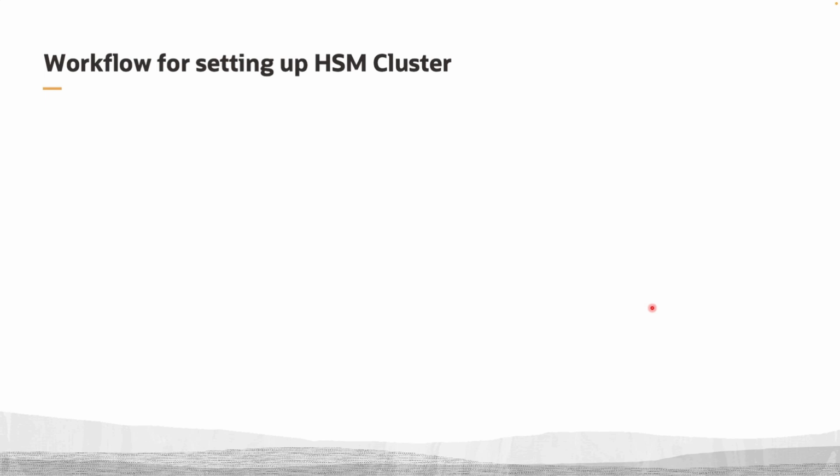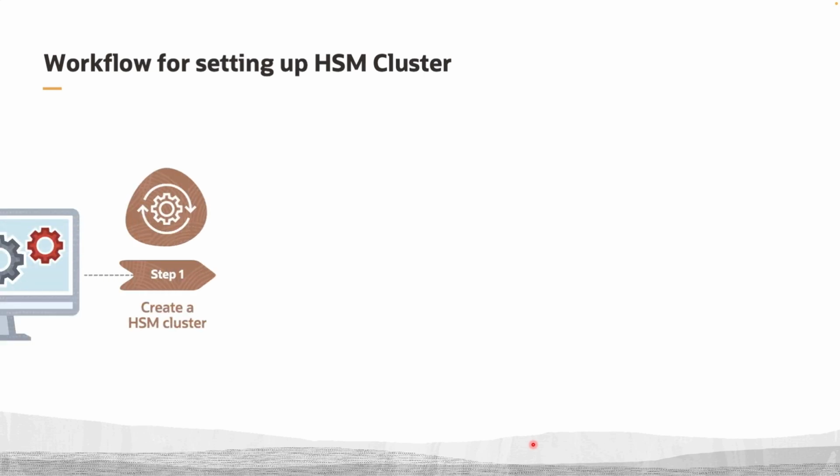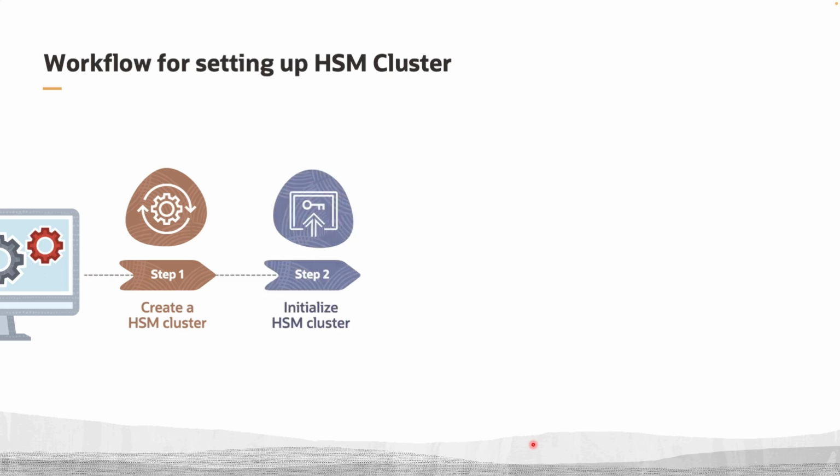So next, we will look at the basic workflow for creating an HSM cluster and getting ownership of the partitions of that cluster. First, you must request a limit increase for the HSM cluster resource, which is initially set to 0 for all tenancies. Then you create an HSM cluster, which can be done using the KMS APIs, CLI, or the OCI console. After creating a cluster, it goes into the initialization required state. In this state, you need to initialize the cluster.